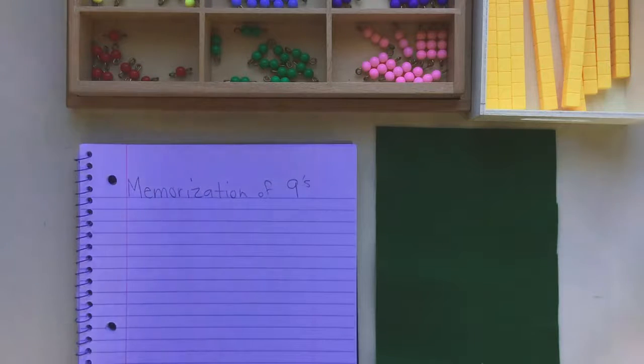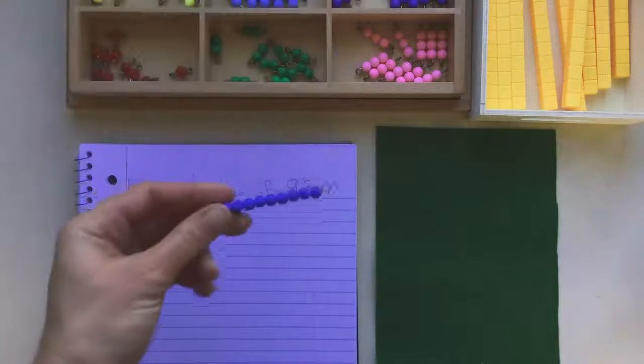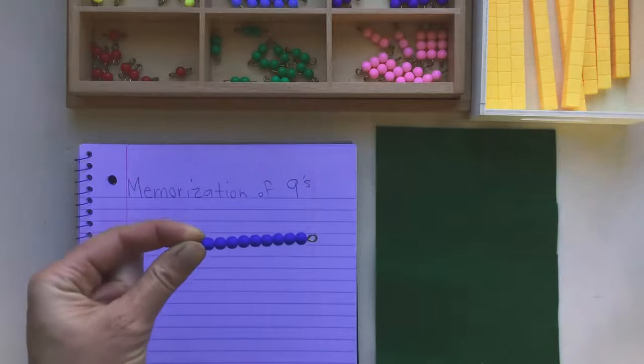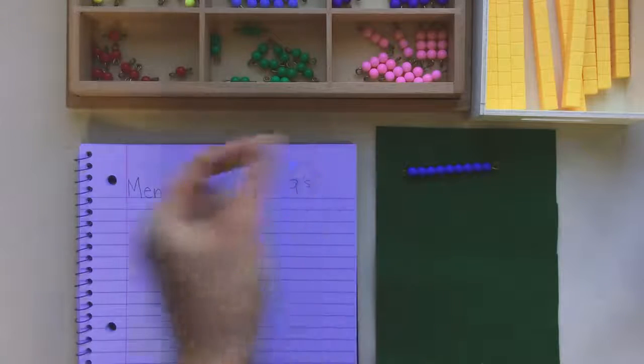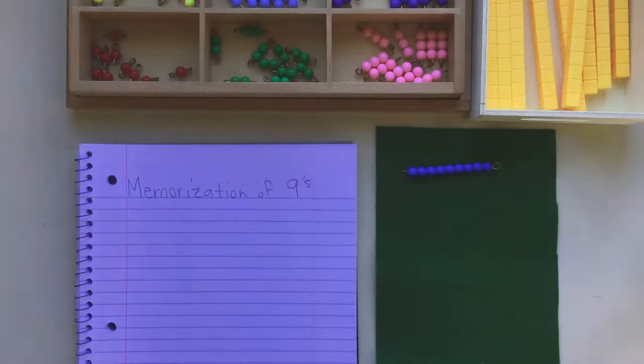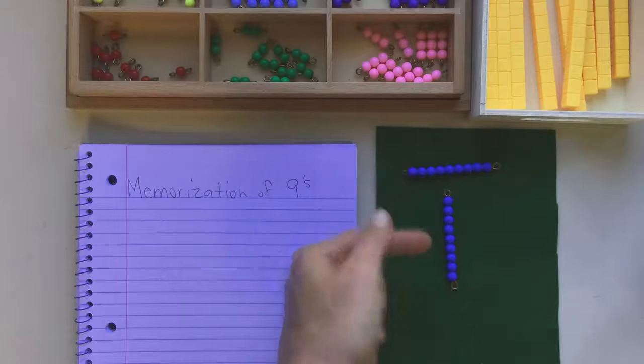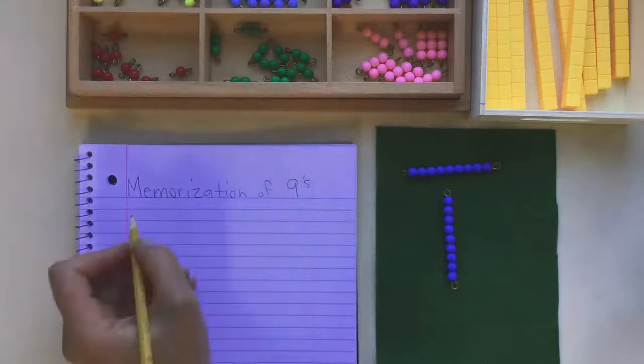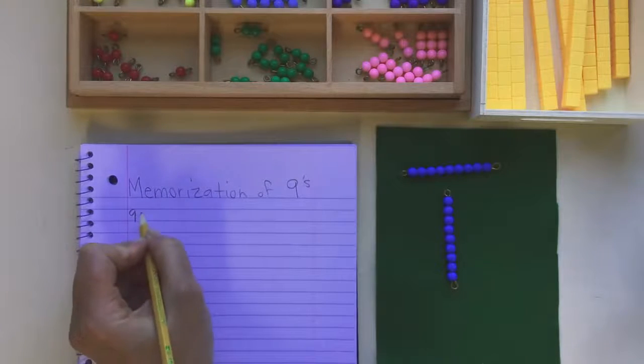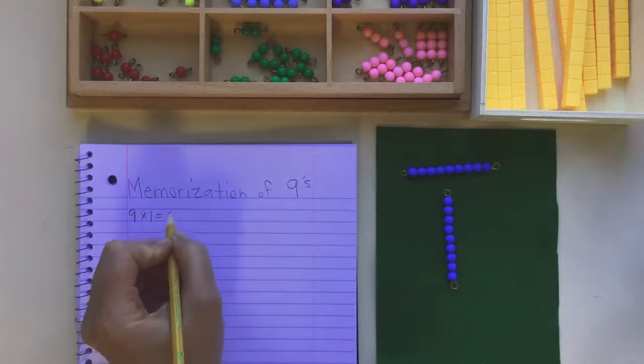Today I'm going to show you how to practice the memorization of the 9's facts. So let's start with 9 taken one time. And how much do we have? Yep, we have 9. So we'll show our answer or the product with the 9's bead going vertically. And let's record that. 9 times 1 equals 9.